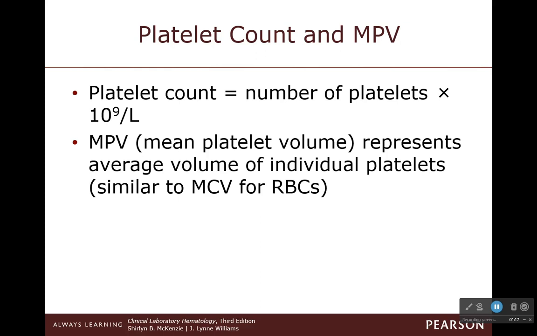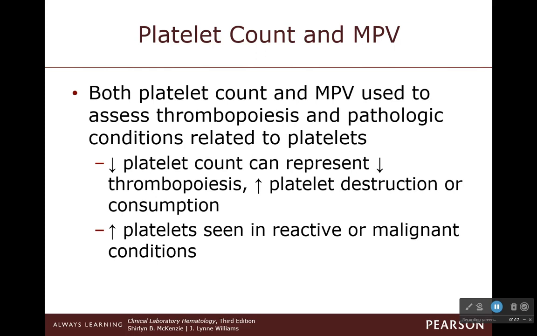MPV, mean platelet volume, it just represents the average volume. So if you had an increase in MPV, then you should see large platelets, what we call giant platelets. There's some disorders we'll talk about later on that have large platelets as a diagnostic thing, okay. Platelet count does assess thrombopoiesis and also pathological conditions. You have patients come in with a normal CBC, but their platelet count's horrible, like 10,000 platelets, you know.